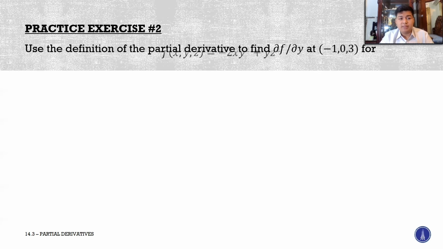Moving on to the next exercise, number 2. In this one, we have to use the partial derivative definition to find the partial derivative of the function f with respect to y at the point negative 1, 0, 3, for the function of x, y, and z equal to negative 2xy squared plus yz squared.